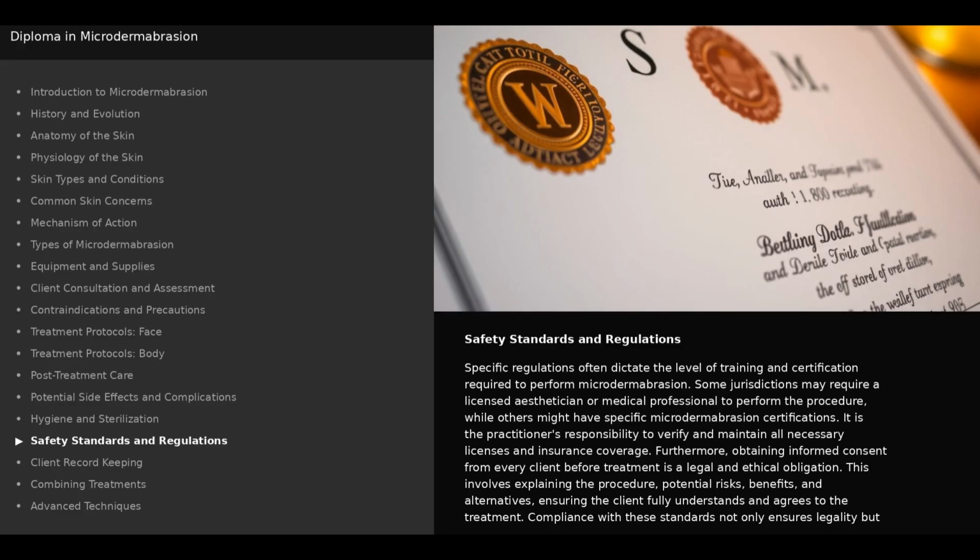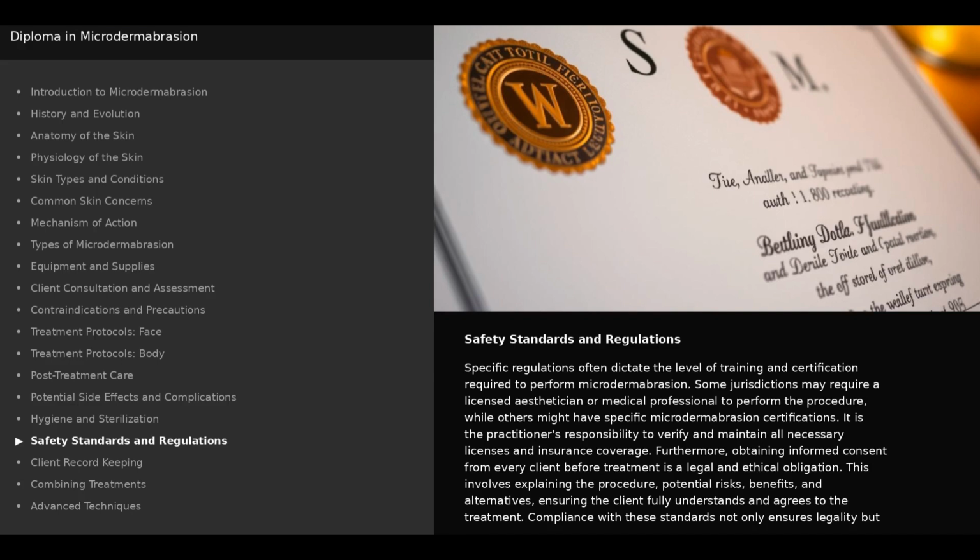Specific regulations often dictate the level of training and certification required to perform microdermabrasion. Some jurisdictions may require a licensed aesthetician or medical professional to perform the procedure, while others might have specific microdermabrasion certifications. It is the practitioner's responsibility to verify and maintain all necessary licenses and insurance coverage.